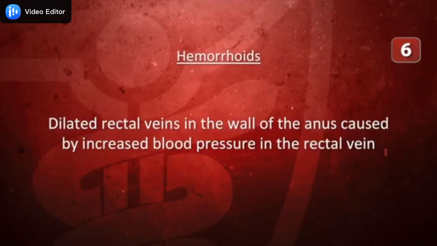Well, hemorrhoids are dilated rectal veins in the wall of the anus caused by the increased pressure in the rectal vein. So what causes them? Well, lots of different things are associated with an increased risk of hemorrhoids, and you can think of these being things that increase the pressure. For instance, constipation is going to increase pressure because you're straining to defecate. Pregnancy causes increased pressure in the abdomen and in the pelvis as well. Sitting for long periods of time can increase the risk of hemorrhoids. And really, anything that increases intra-abdominal pressure will do it.